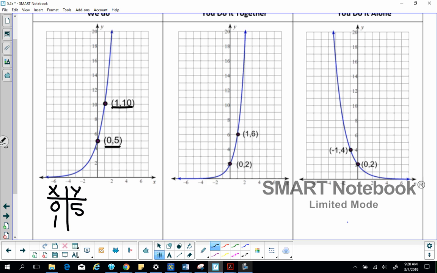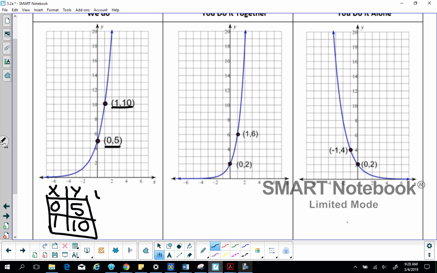At 1, what's my Y value? 10. So I usually write it as a table. You guys were able to find the growth or decay factor and the y-intercept last period. Now we're just plugging it in the formula.